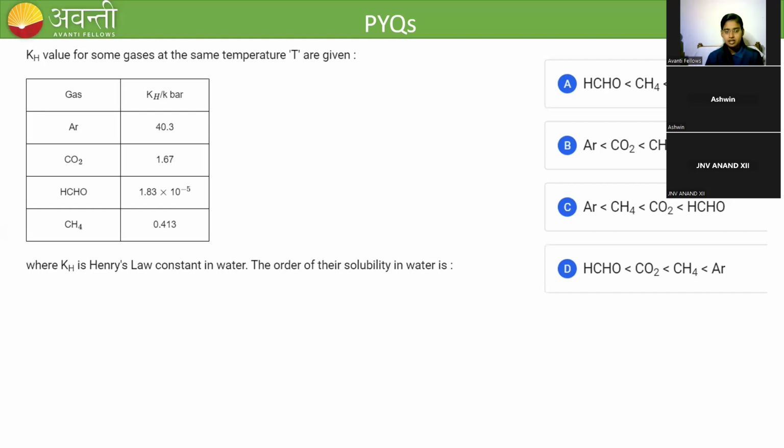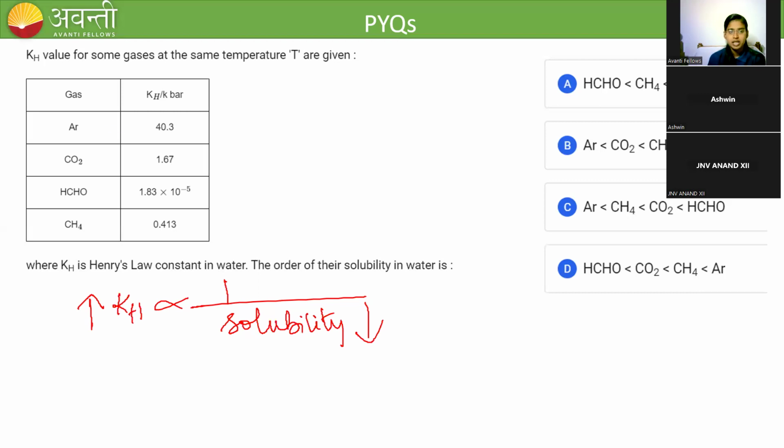Has anyone got the answer here? No? So what is the relation between KH and the solubility? KH is inversely proportional to solubility. So the gas which has the highest KH value will be the least soluble. Now check in the question which has the highest KH value. It is argon, which means it is the least soluble one.